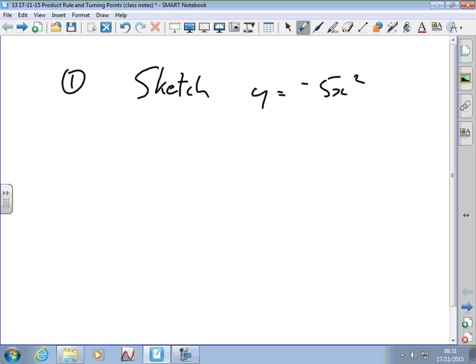You might think about where it cuts the y-axis, things like that, you know, what is the value of y when x equals 0. And then for that function, find the gradient when x equals 2.